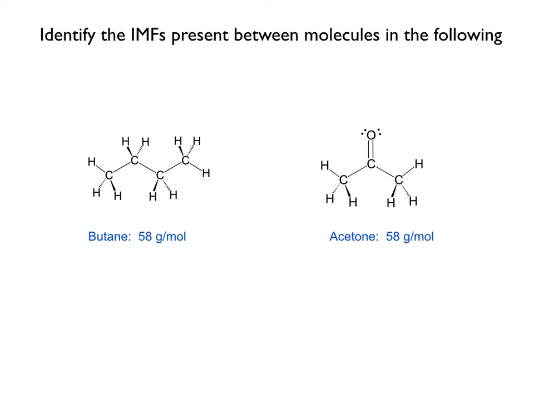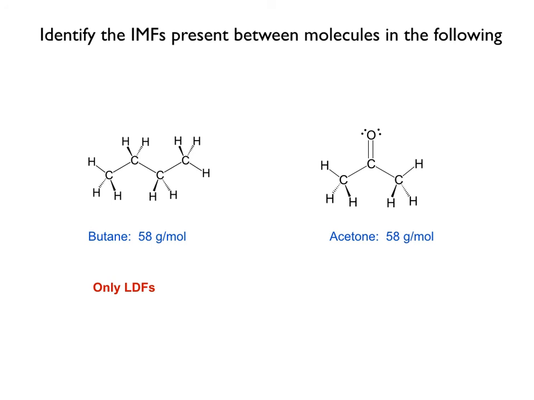So we'll take butane first, the structure on the left, and remember, all molecules have London dispersion forces, so we can say butane's going to have London dispersion forces. And then we can ask ourselves, does it have dipole-dipole, and does it have hydrogen bonding? In order to have dipole-dipole, it would have to be a polar molecule, but when we look at it, the only bonds present are carbon-carbon and carbon-hydrogen bonds. Both are nonpolar, and so it's no dipole-dipole, and then therefore also no hydrogen bond. So this has only London dispersion forces.